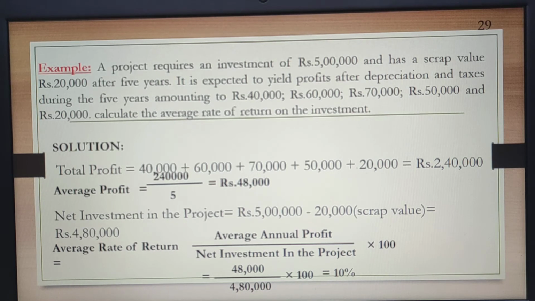Now it is expected to yield profit after depreciation and tax during the 5 years amounting to 40,000, 60,000, 70,000, 50,000 and 20,000. Our total profits come out to be 2,40,000. To get the average, we divide by 5 and our average profits come out to be 48,000. Now our average rate of return equals average annual profit upon net investment, that is 48,000 upon 4,80,000 into 100. It comes to be 10%.